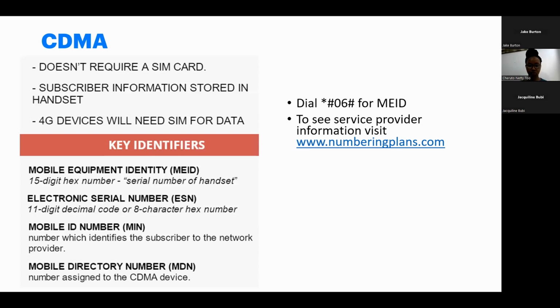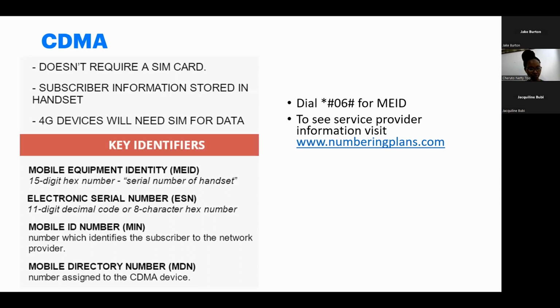There's a mobile ID number that also identifies the subscriber to the network provider. If it's AT&T, if it's T-Mobile, etc., you're able to know that. And then the MDN, the mobile directory number, the number assigned to that CDMA device. The CDMA device simply means the phone. Also, you can get the MEID number. The MEID number is actually the sister to the IMEI number. So the same *#06#, you can also get that.